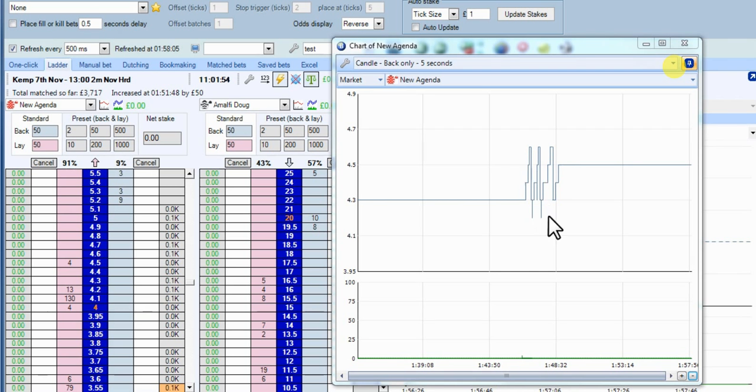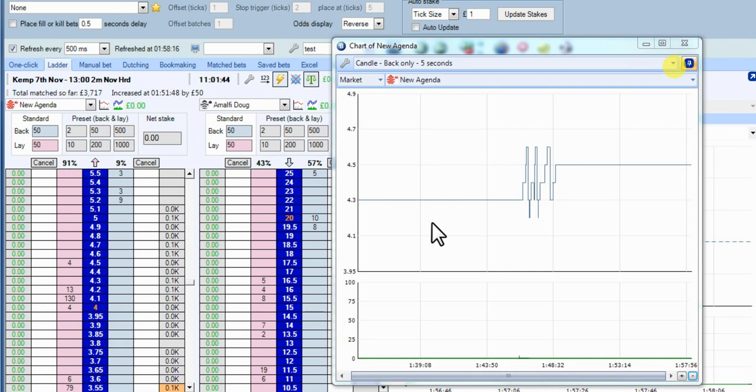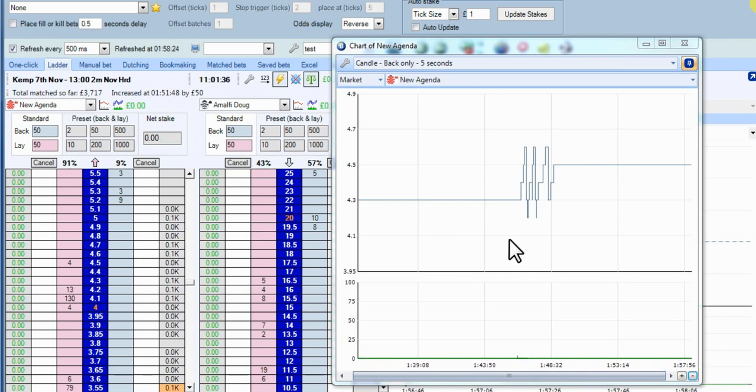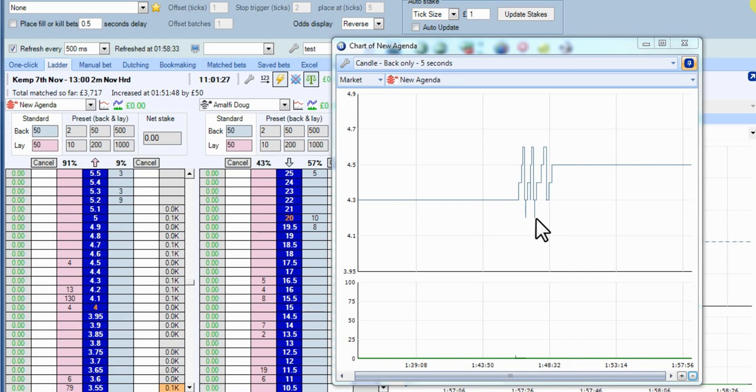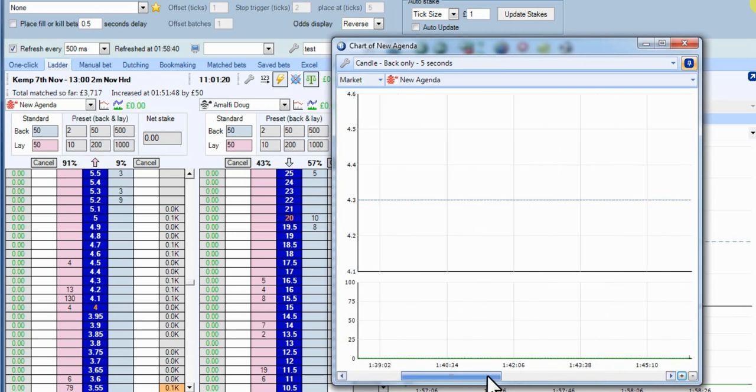Now something else I look for. Let's say, for example, you put the race on, you've loaded the software, and this was the first race of the day, 1 o'clock Kempton, 7th of November. And let's say you loaded the software and the price was at 4.2. It was at the lowest point it's been. And you think, well, what do you do now? In this example, it didn't stay static. There was quite a bit of movement. If I just zoom in, you'll get a better idea of what actually happened.